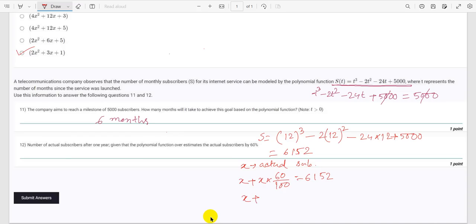So X plus 3X by 5 is equal to 6152. So 8X by 5 is equal to 6152. So X is equal to 3845. So this is our actual number of subscribers after 1 year. 3845. This is our answer.